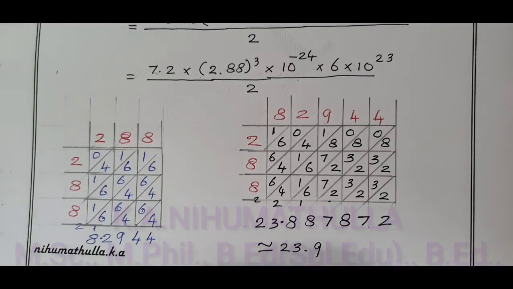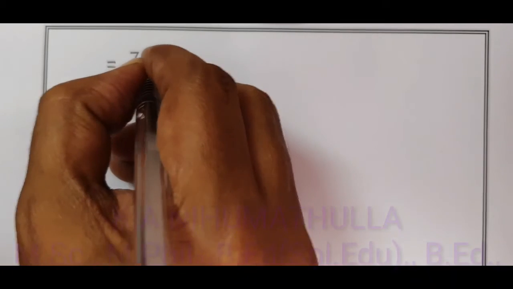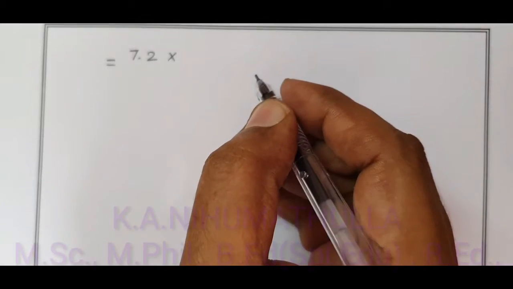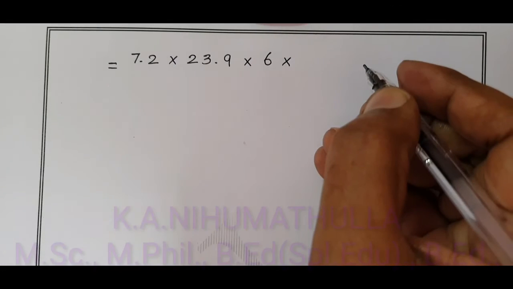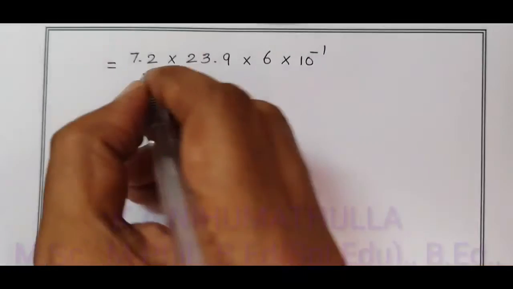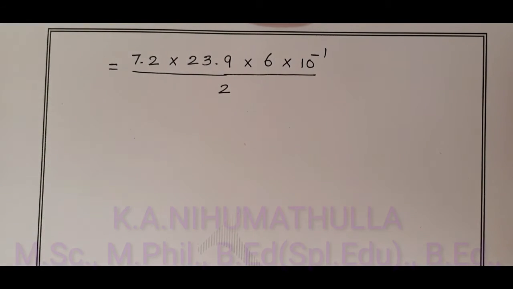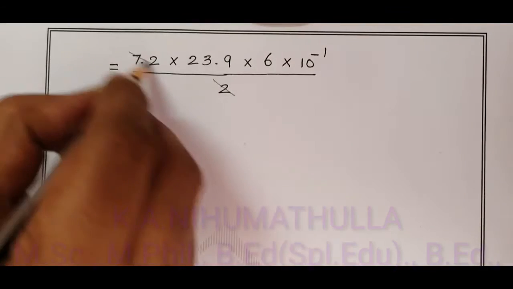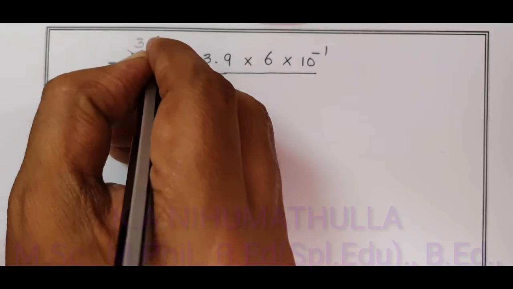We have to substitute this value in the formula. When we substitute, the value equals 7.2 into 2.88 cubed, which is 23.9, into Avogadro number 6, 10 power minus 24, 10 power plus 23 gives 10 power minus 1, whole divided by 2. Now cancel: 1 2 is 2, here 3 2s are 6, remaining 1 12, 6 2s are 12.